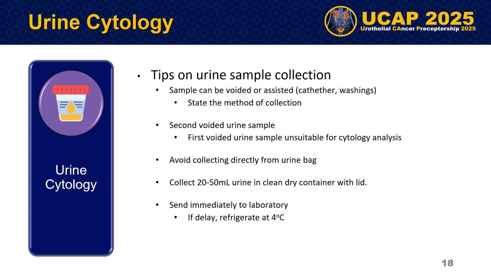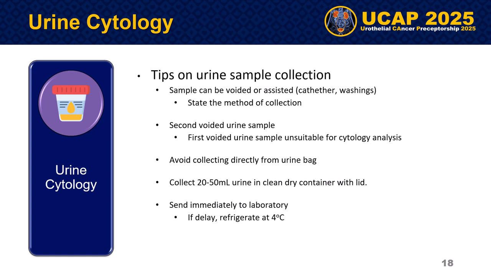To maximize diagnostic accuracy, there are a few tips in sample collection. Firstly, samples collected can be spontaneously voided or assisted through catheter and washings. It is important to document which method was used, as the cells in these assisted urine collections tend to be clustered and may give the wrong impression that they are neoplastic.